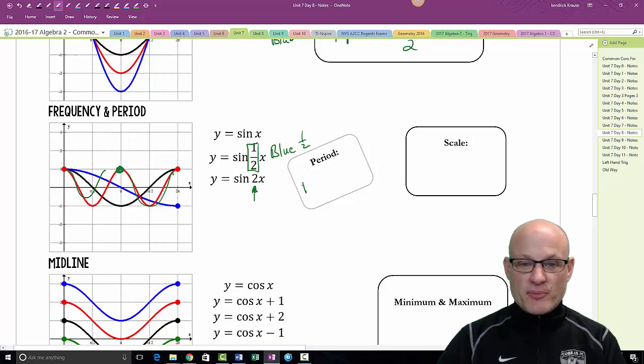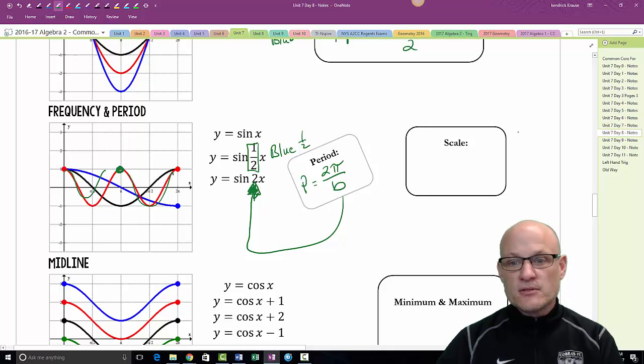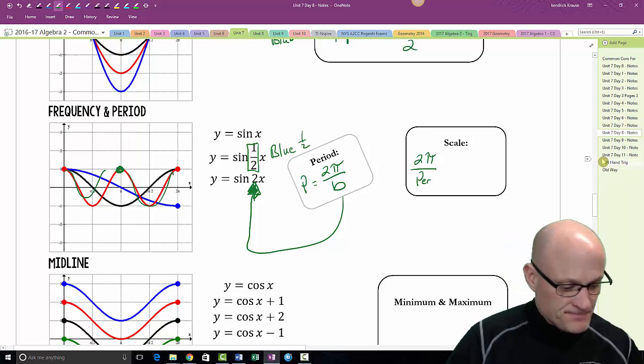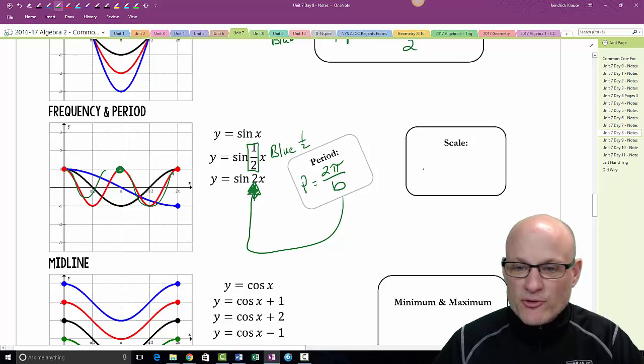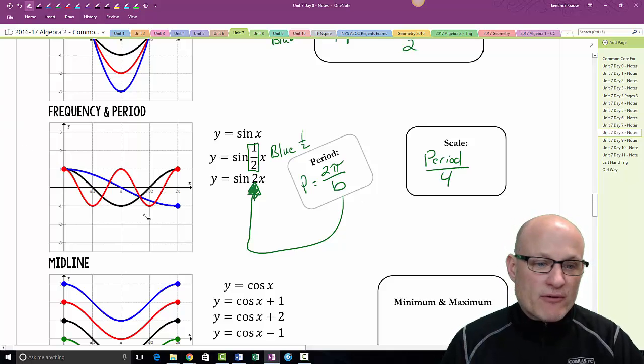Period. Remind yourself, period is equal to 2 pi over b, where this is our b value. And our scale is always going to be the period divided by 4. Because remember, when I graph this thing, I want 4 points.